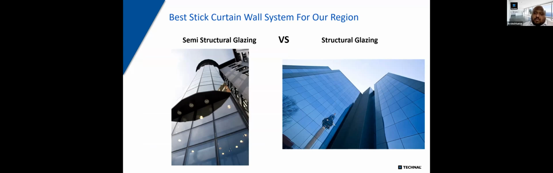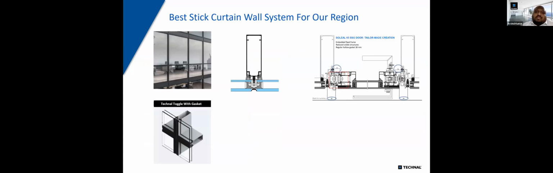But we at Technal have researched and we have developed a very unique system which I think fits extremely well, both from an aesthetic point of view and also from the cost point of view. So what we have developed is a toggle system, which is a semi-structural system, but with gasket instead of silicone. As you see here in this plan, you have the toggle which mechanically clamps the glass, but the external face is fitted with EPDM gasket. Now this can also be applied in a situation where there's a door or a window incorporated fully.